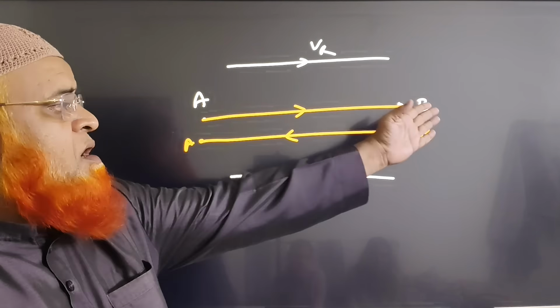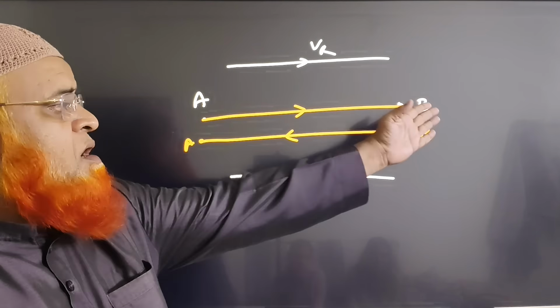Find theta and V resultant, and also time. How much time it will take to reach the opposite end exactly. Try to understand the question first. This is a canal in which the river is flowing and your boat is aiming exactly to reach a point B, and you have to reach this point.